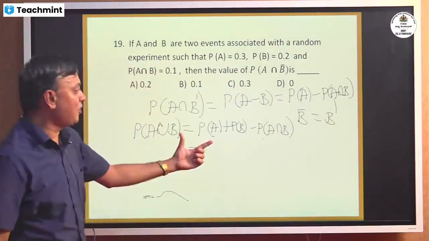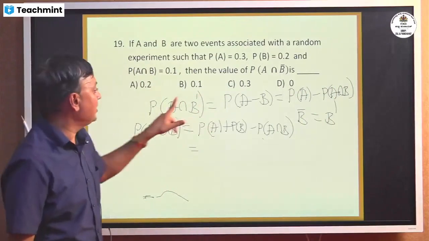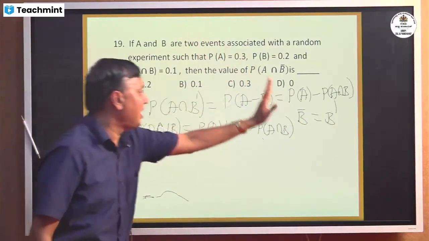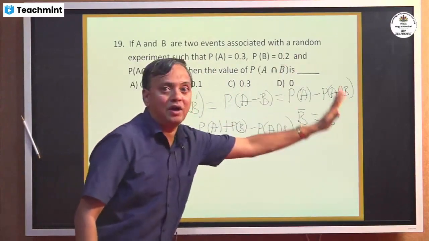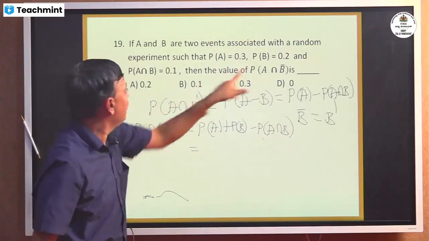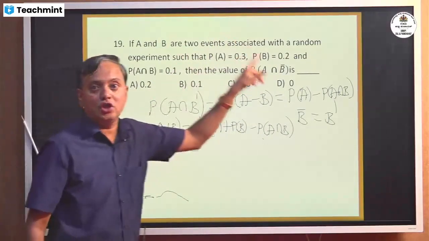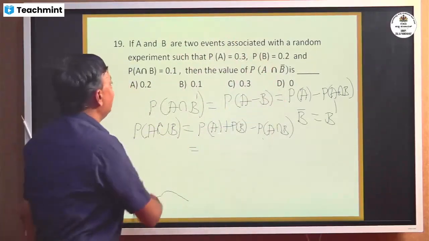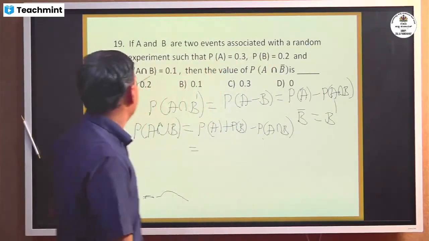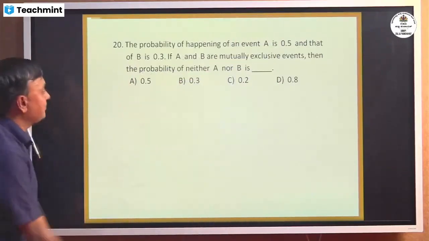So this formula is not necessary here. Probability of A intersection B dash, nothing but probability of A minus B, is probability of A minus probability of A intersection B. Here probability of A is 0.3, intersection is 0.1. So 0.3 minus 0.1, the answer is 0.2. So the answer is A, 0.2. Next question.